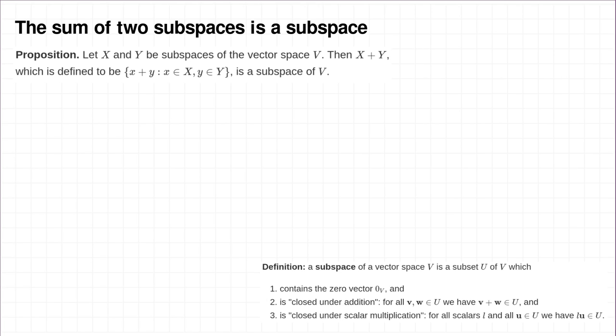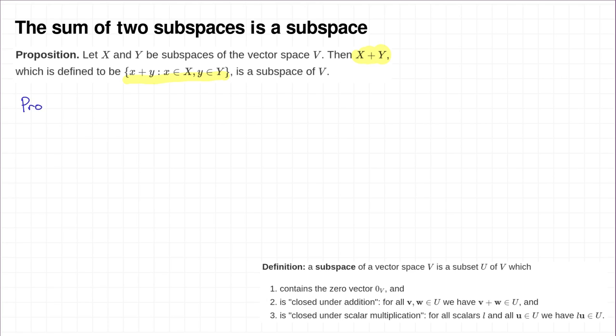Okay, on our next slide we'll prove a similar result, but this result is about a new construction, which is the sum of two subspaces. So if X and Y are subspaces of the vector space V, then we have not yet defined what X plus Y means. So here is the definition. X plus Y is defined to be the set of all things which you can get by adding an element of X to an element of Y. So the obvious definition, really, that's what X plus Y ought to mean. And what we're going to prove is that that is, in fact, a subspace of the vector space V.